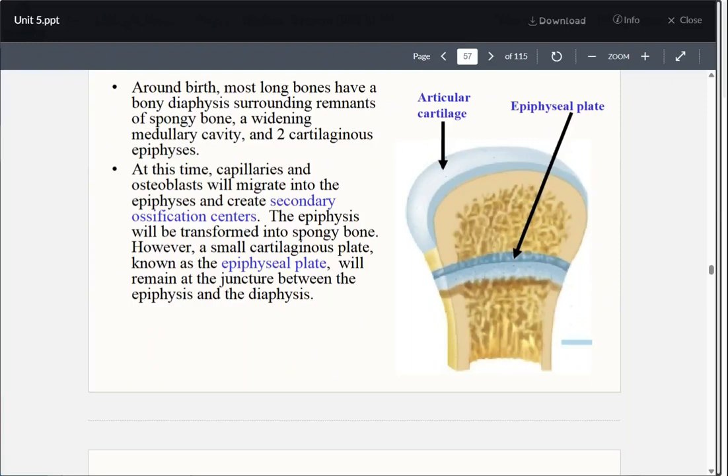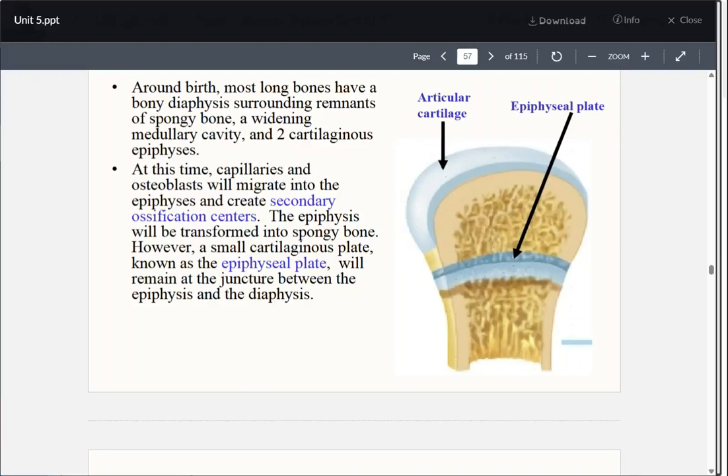Around birth, so if you make it to 40 weeks, most long bones have a bony diaphysis, tiny little bony diaphysis, surrounded by remnants of spongy bone with a widening medullary cavity and lots of cartilage. Once you're born, you're going to get lots of capillary and osteoblastic migration into those cartilage epiphyses, and this is where those secondary ossification centers become. Slowly, the epiphyseal cartilage will be transformed into spongy bone.